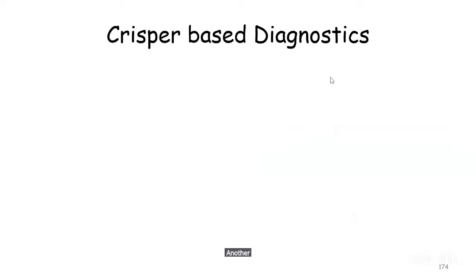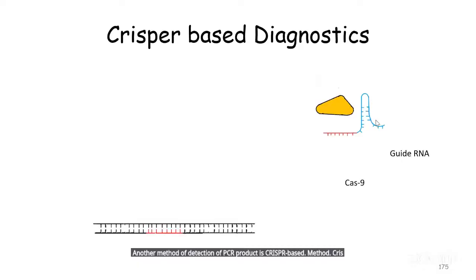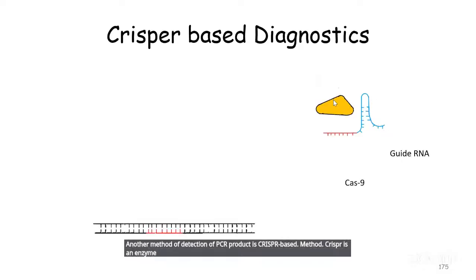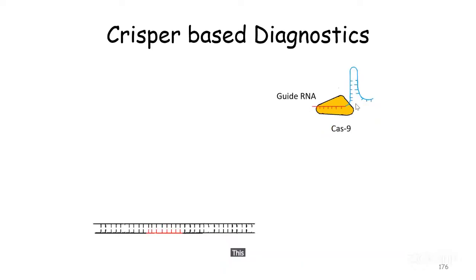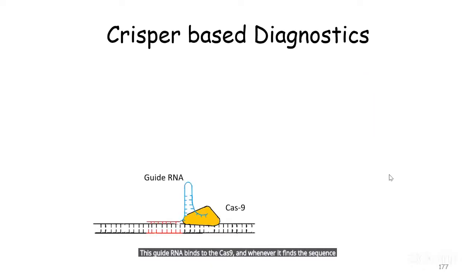Another method of detection of PCR product is CRISPR based method. CRISPR is an enzyme based system in which there is an enzyme called Cas9 and there is a guide RNA. This guide RNA binds to the Cas9, and whenever it finds the sequence complementary to this guide RNA, it breaks the DNA from that point, both the strands of the DNA.